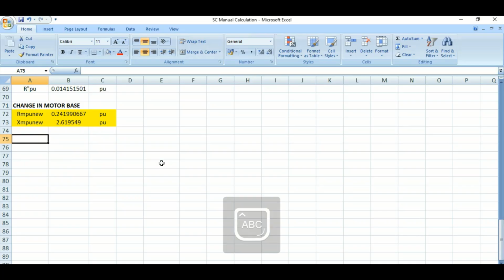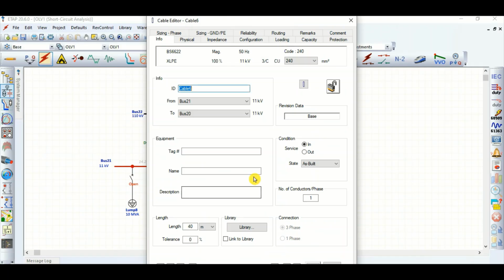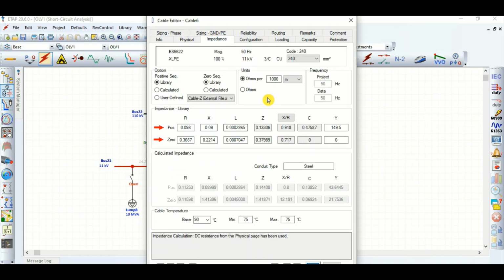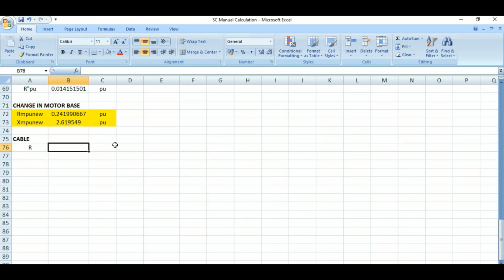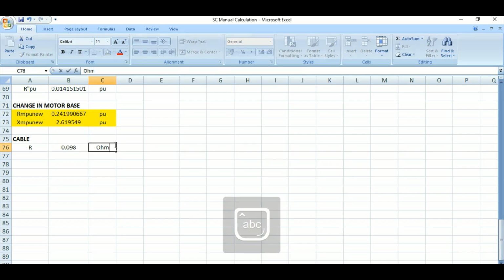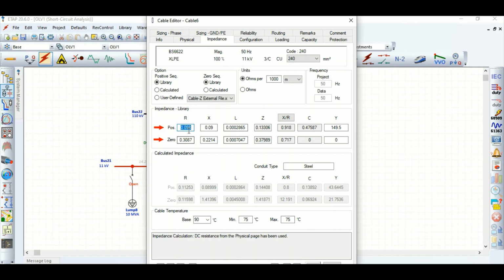So now for the cable, what are the parameters we need? First of all, the resistance value R. Where to get this? Go to the impedance tab. Here this is the R value, 0.098. This is in ohm, right? This R value is in ohm.